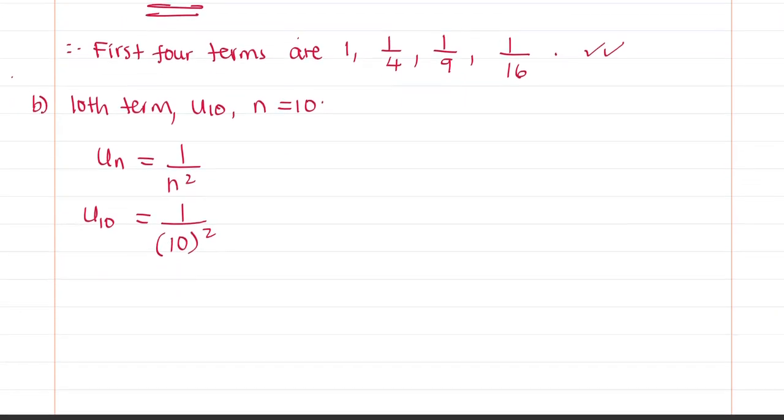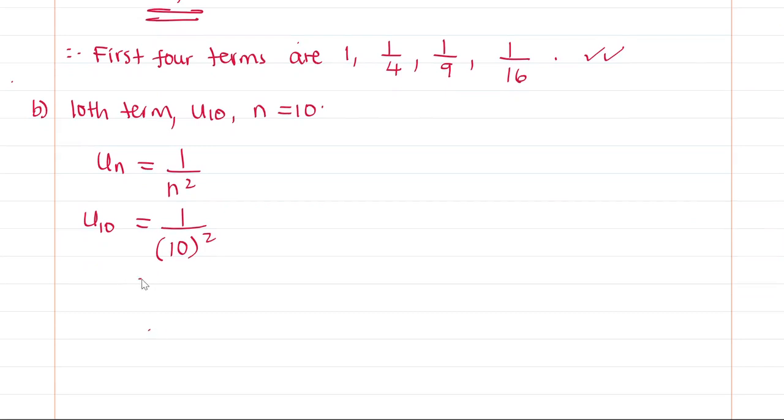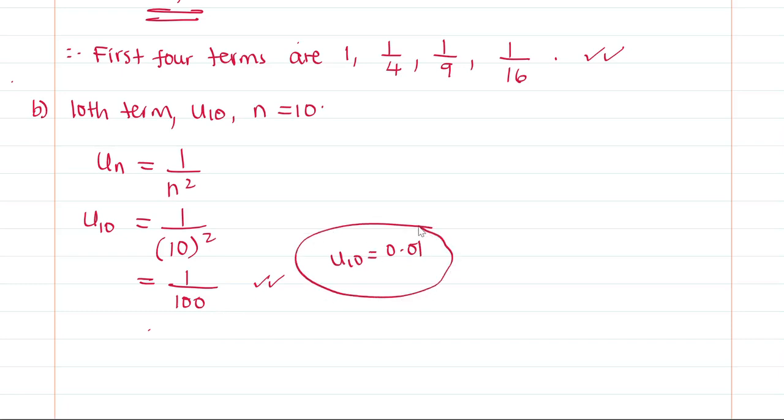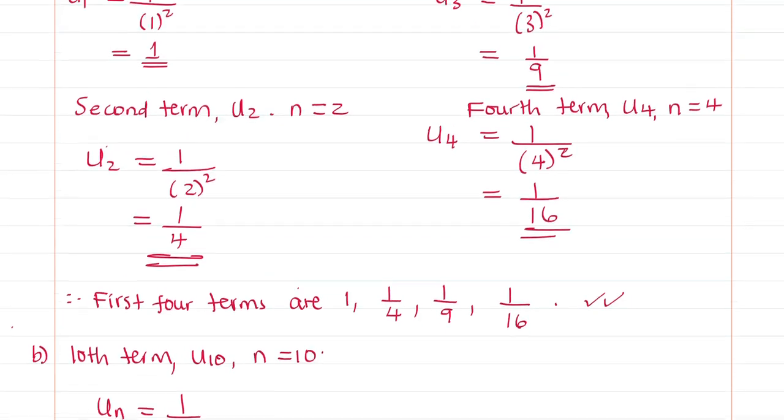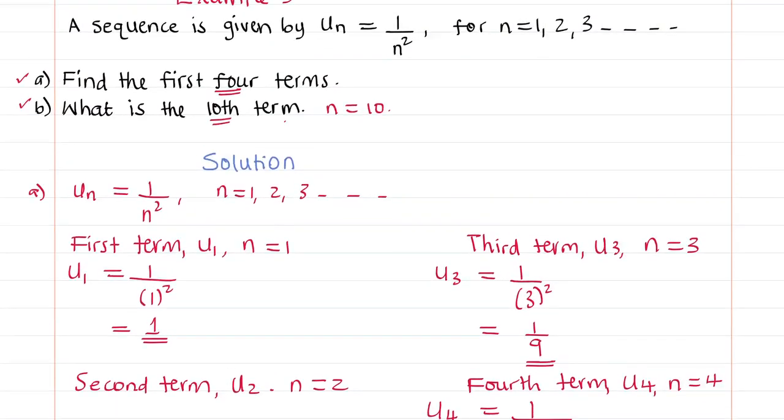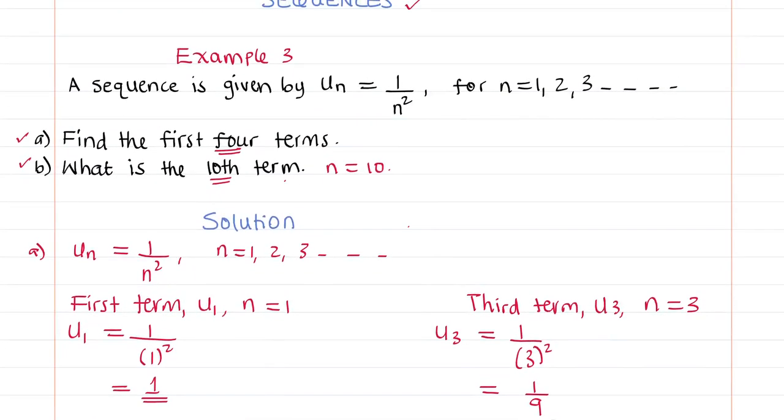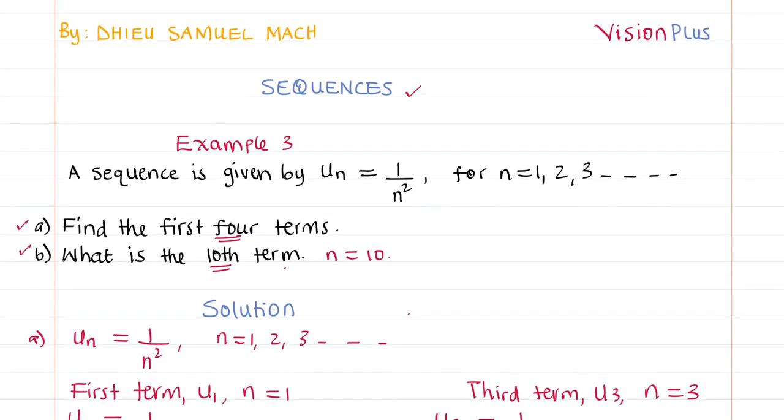What is 10 squared? Press your calculator. 10 squared is 100. So we shall have 1 out of 100. And this is our 10th term. If you want to write in decimal, you get 0.01. This is the 10th term, but the choice is yours. The simplest one is always leave it in fractions. It doesn't make you prone to errors of expressing in decimal and being tempted to round. The moment you round, you have already made an error.